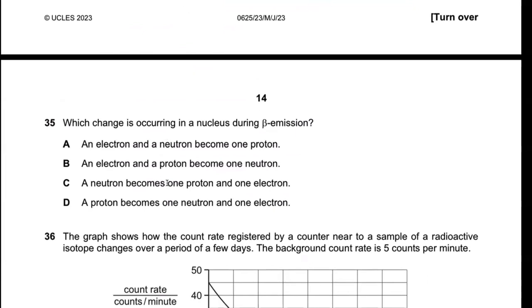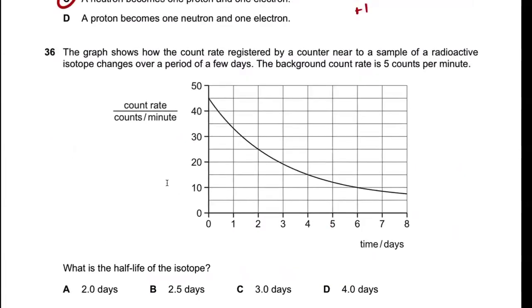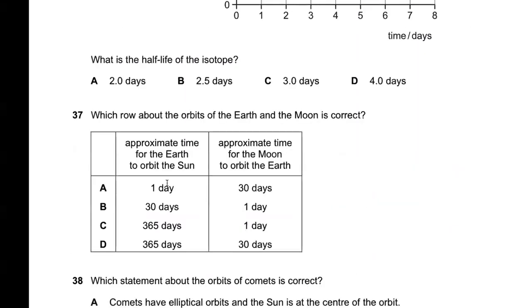With changes occurring in a nucleus during beta emission, we have discussed this in a lot of detail time and again. Let's do it once again just to refresh your memories. An electron is 0, minus 1. Going from here to here, the proton number must increase by 1. So there must be a proton here, 1, 1, and this must be a neutron, 1, 0. So it's a neutron turning into a proton and an electron. So that's C. A question like this we have done.